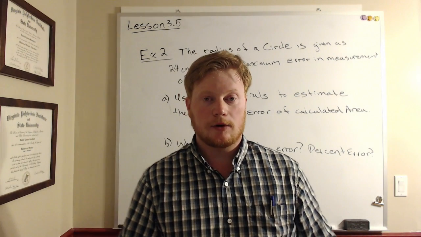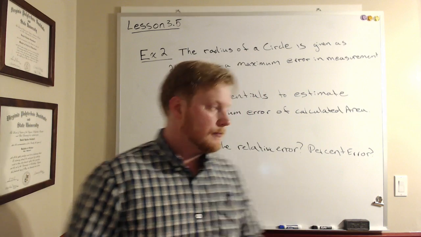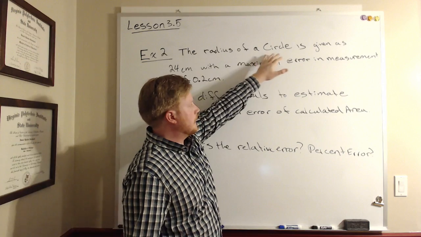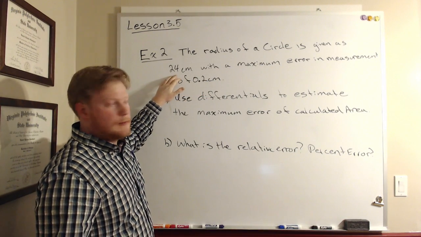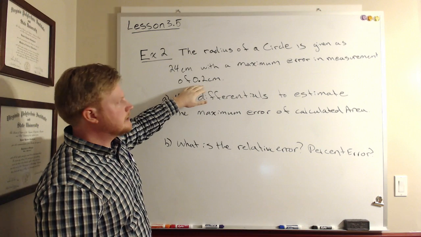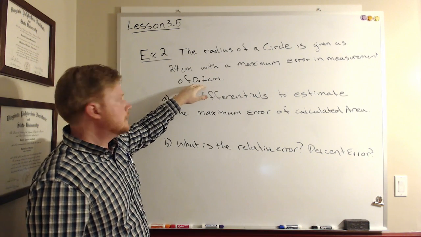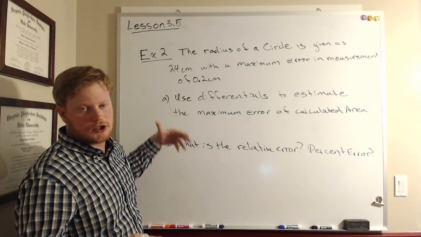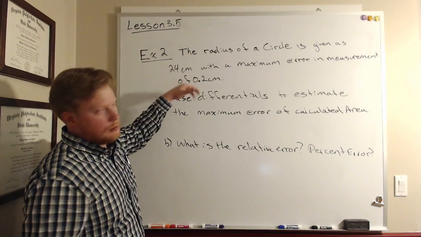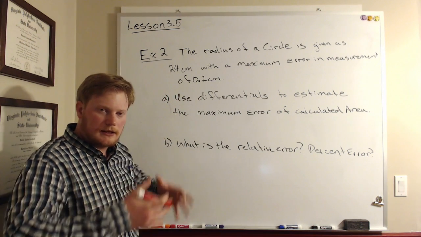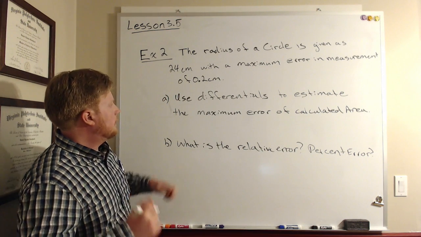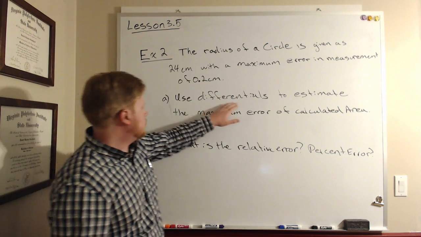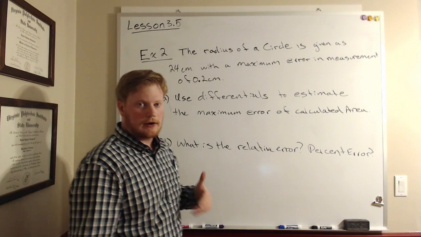All right, so for the last example, we're going to be using differentials to estimate error. So let's say we have a circle, and we know that it has a radius of 24 centimeters. But it's also known that there is a maximum error in measurement of 0.2 centimeters. So that's like saying the radius of this circle is 24 centimeters plus or minus 0.2. We're not sure. It could be 24.2, it could be 23.8. It's in that ballpark. But we say it's 24 centimeters with a maximum error in measurement of 0.2 centimeters. Okay. We're going to use differentials to estimate the maximum error of calculated area.